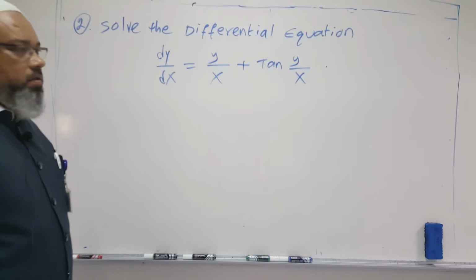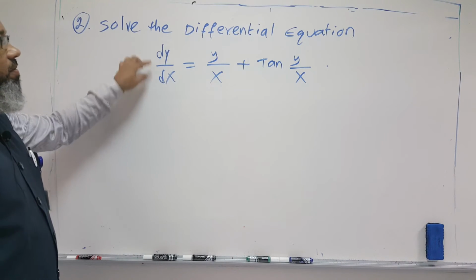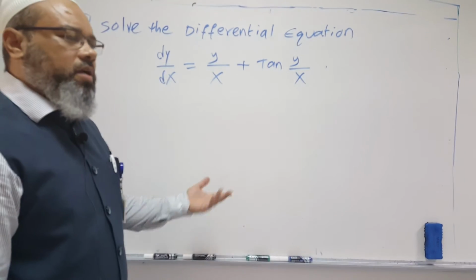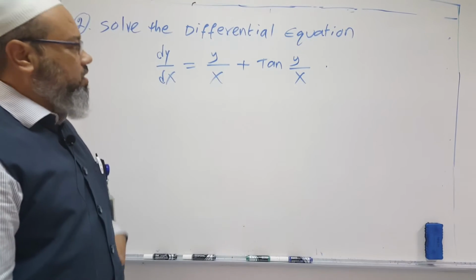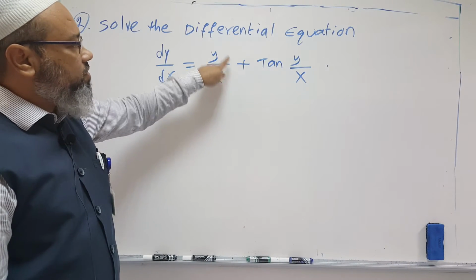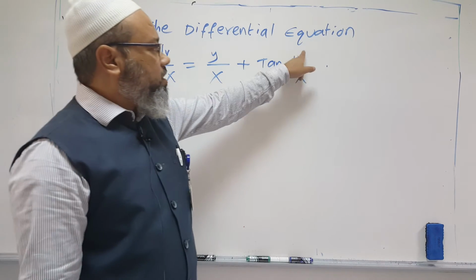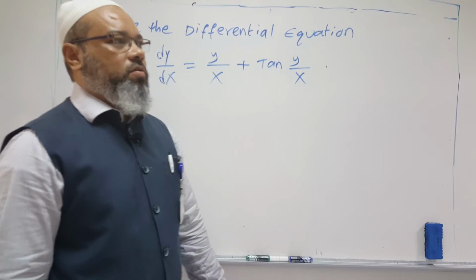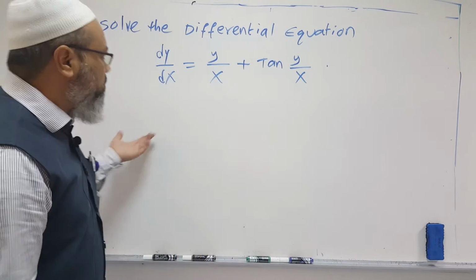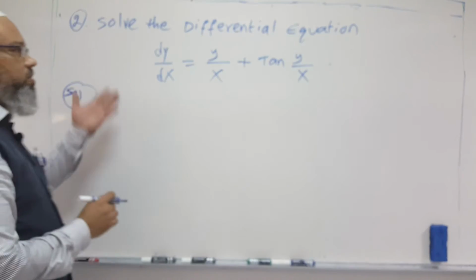Next, another equation: solve the differential equation dy by dx equals y over x plus tan y over x. Is it a homogeneous differential equation? Yes. Why? What is the degree of this term? Because this is division, 1 minus 1, the degree is 0. If you see here also 1 minus 1, the degree is 0. So all the terms are of the same degree, that is 0. So we can go for the homogeneous differential equation method.